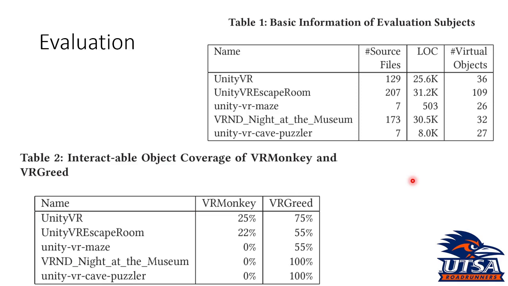So here is the evaluation. We tried the two strategies on 5 different VR applications from GitHub. They have from hundreds of lines of code to tens of thousands of lines of code, and tens to hundreds of virtual objects. The comparison between VR Monkey and VR Grid shows that VR Monkey is able to access only about 20% or fewer of the objects, whereas VR Grid is able to cover more than 50% of all the objects.